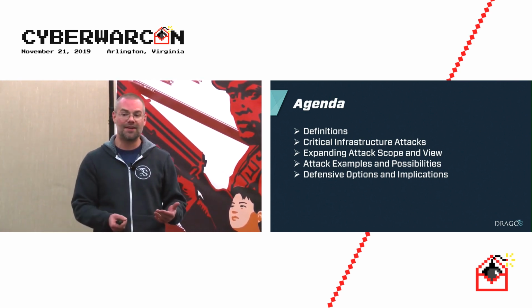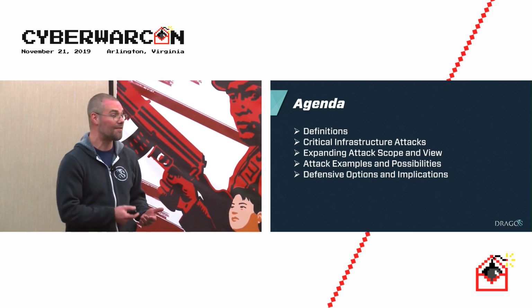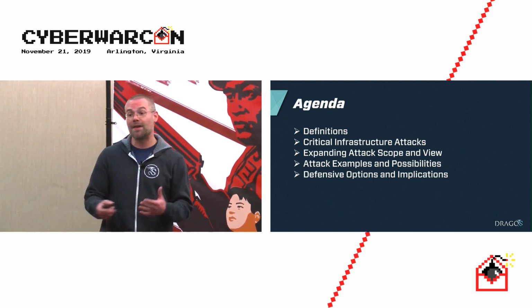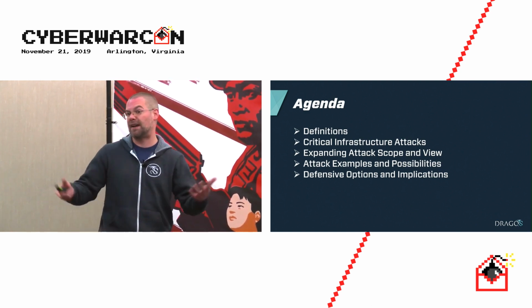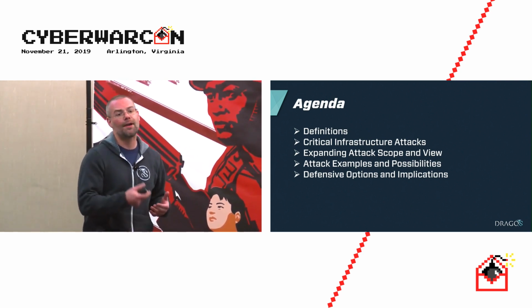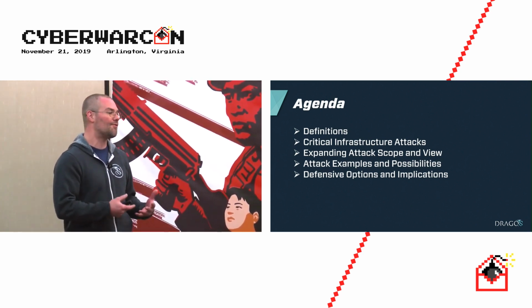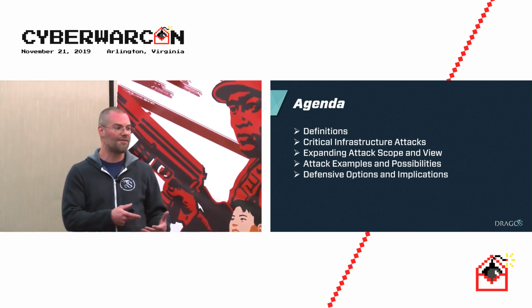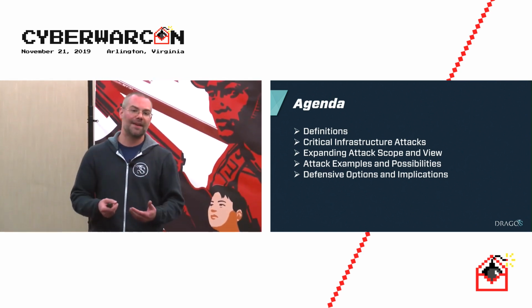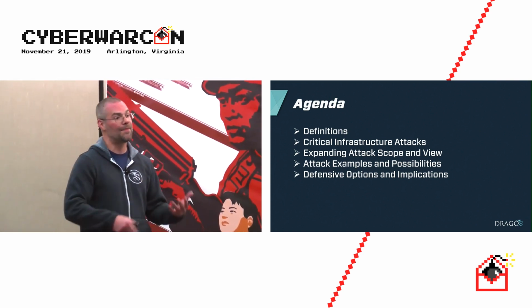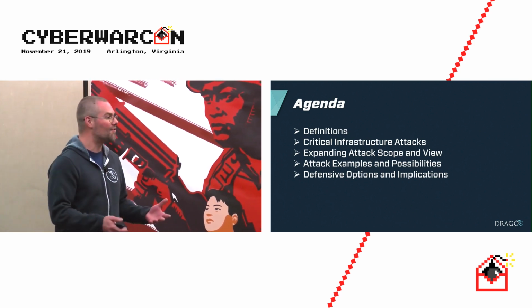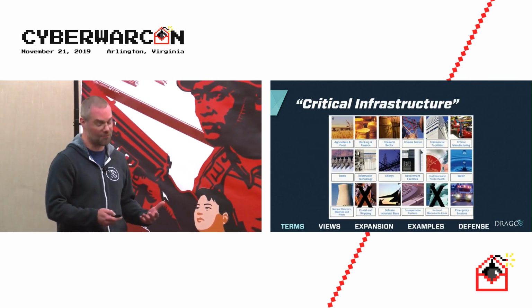So first, to set the agenda, we'll go over some definitions to make sure we're all on the same page. Move on from that to reviewing some critical infrastructure attack mechanisms and methodologies, then look into expanding our scope and view of what it actually means to go after critical infrastructure and cause something disruptive. Look at some attack examples and possibilities, and then wrap that up with some defensive recommendations and what we actually do to counteract such problems.